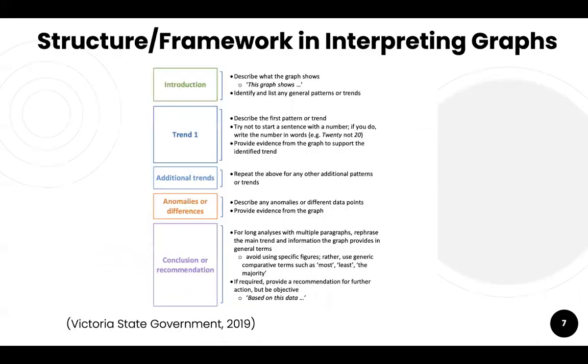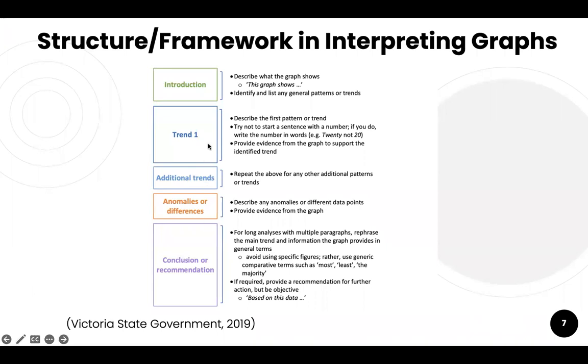So to give you another way of interpreting data, from Victoria State Government 2019, it mentioned that when you write your introduction, you have to describe what the graph shows. So usually, Figure 1 shows like that, and identify and list any general patterns or trends. So that's the overview statement or thesis statement, which is the same as what I discussed earlier.